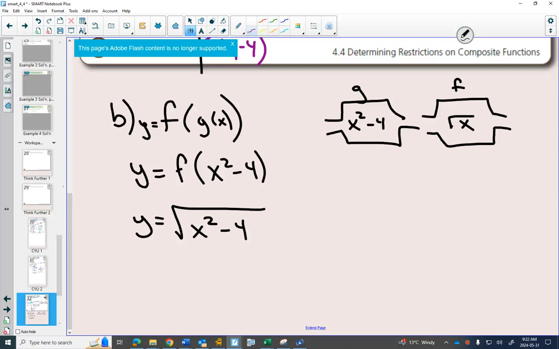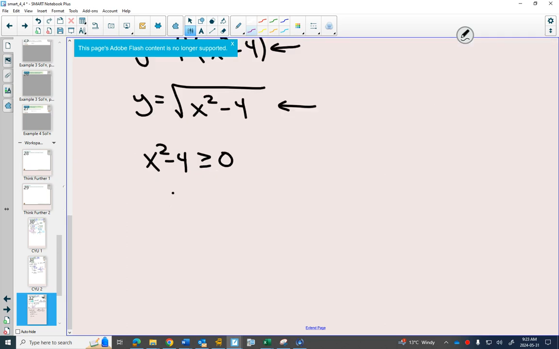Right? This one, g, anything can go into g. But then when we go into f, we have problems. We look at our work. Here, domain is fine. Everything can go in. But now, we have a problem with our domain. Because the inside, the x squared minus 4, has to be bigger than or equal to 0. And again, this is the review that we did at the beginning of class. You solve it like it was an equal sign, and you get plus or minus 2. Make your number line with -2 and 2. Oh, it can equal it.